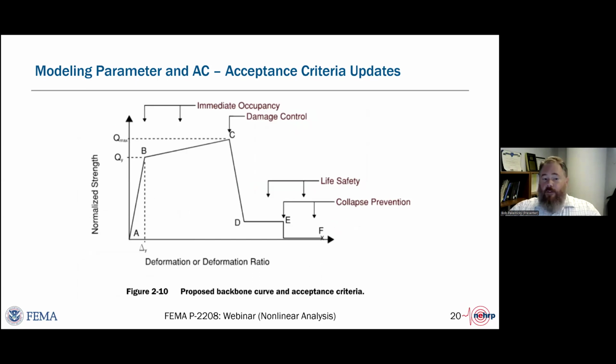So we also then revisited the acceptance criteria in ASCE 41-23. One of the things, if you think about it, is that previously for nonlinear analyses, we set the collapse prevention point as point E or some fraction of point E. And then all the other modeling parameters flowed from that point, except the immediate occupancy modeling parameter, which flowed from point C here, the transition from strain hardening to strength degrading.